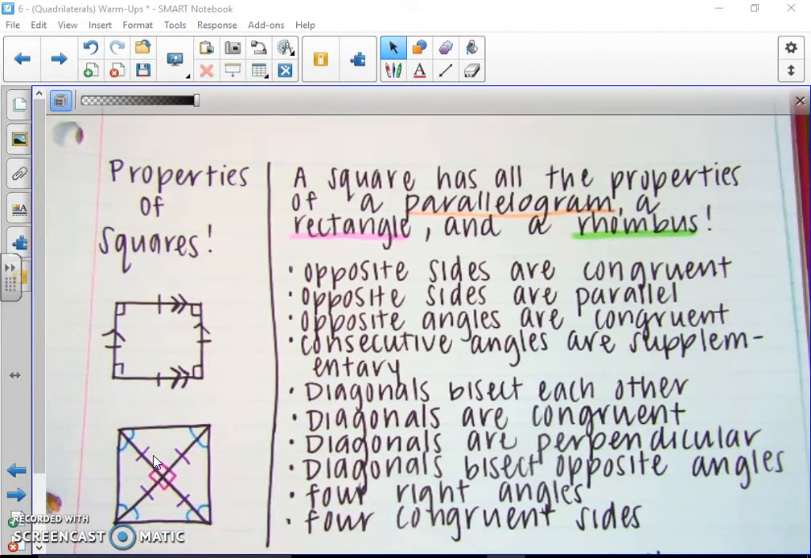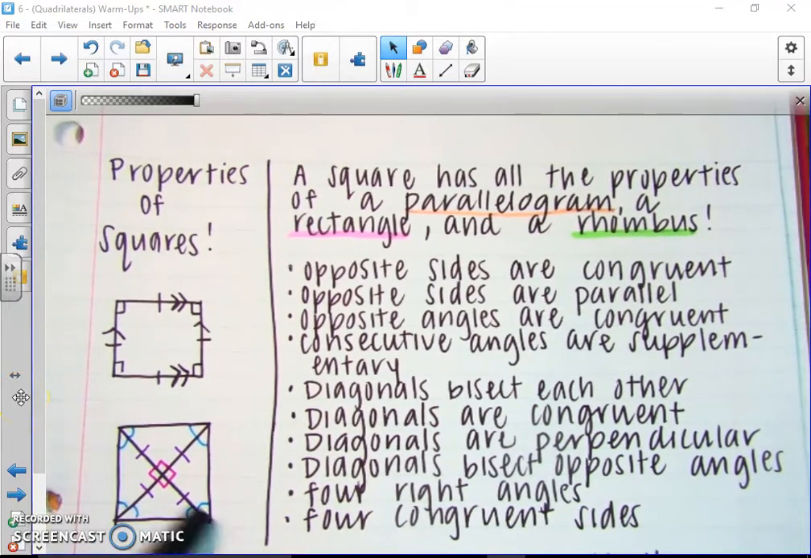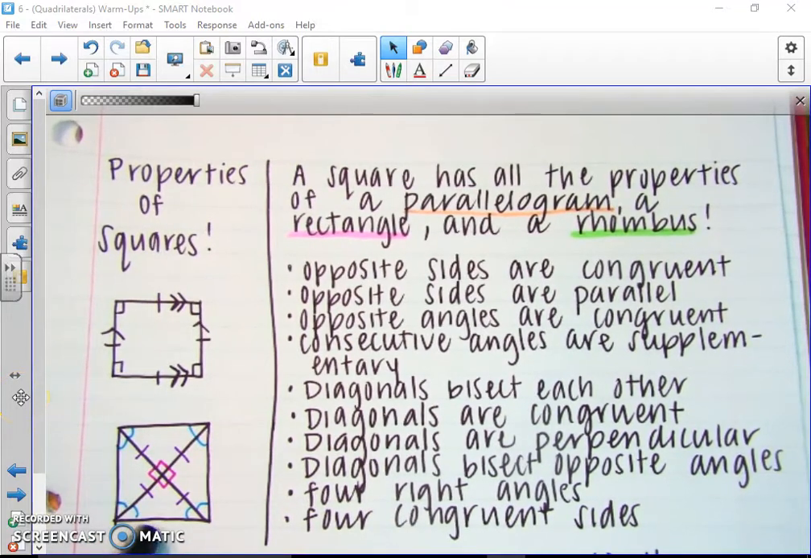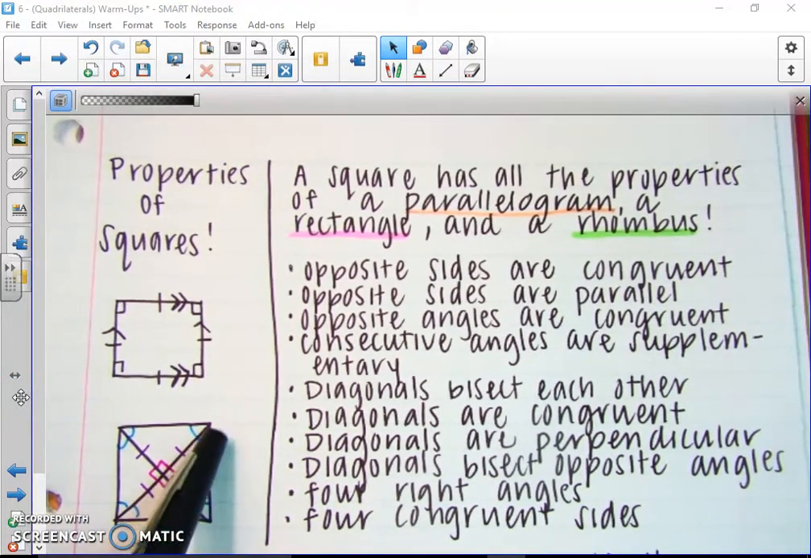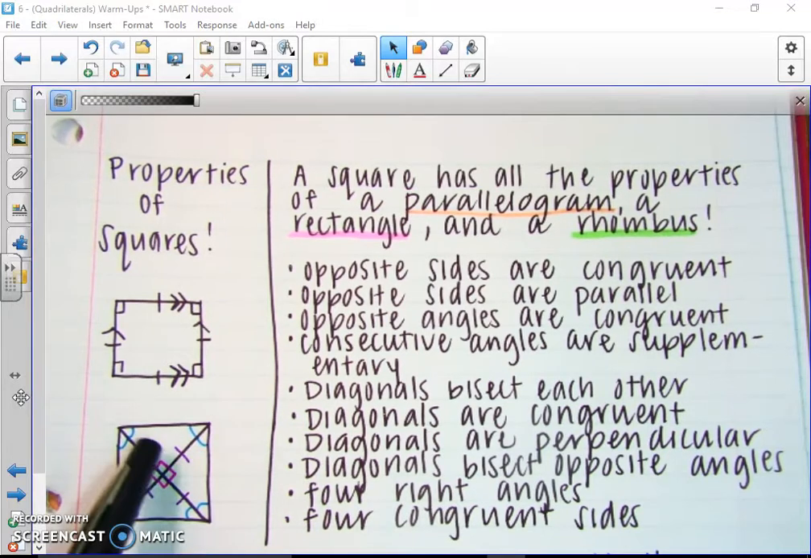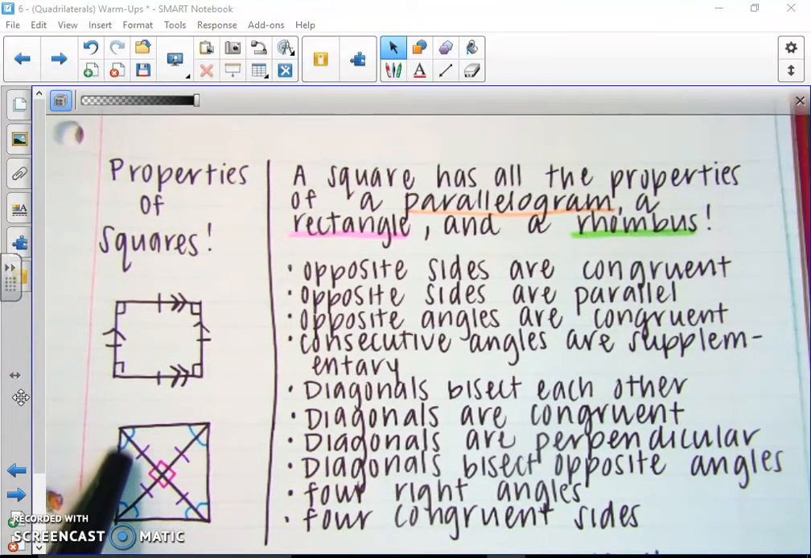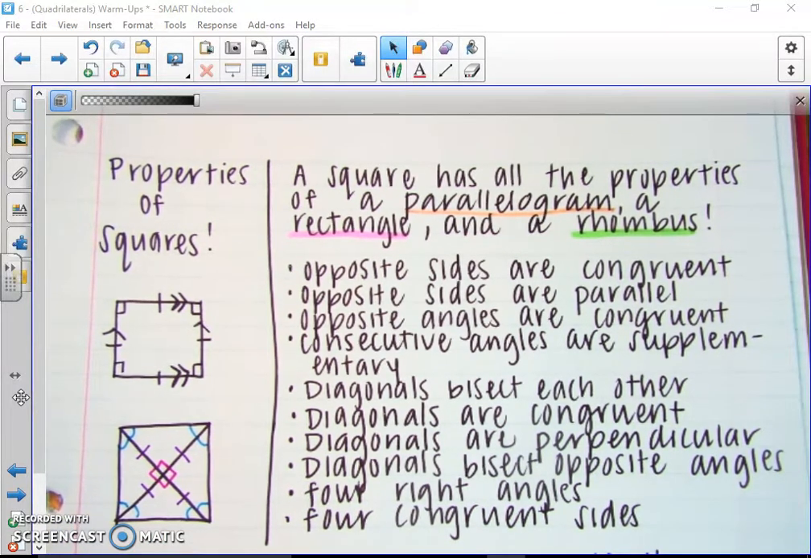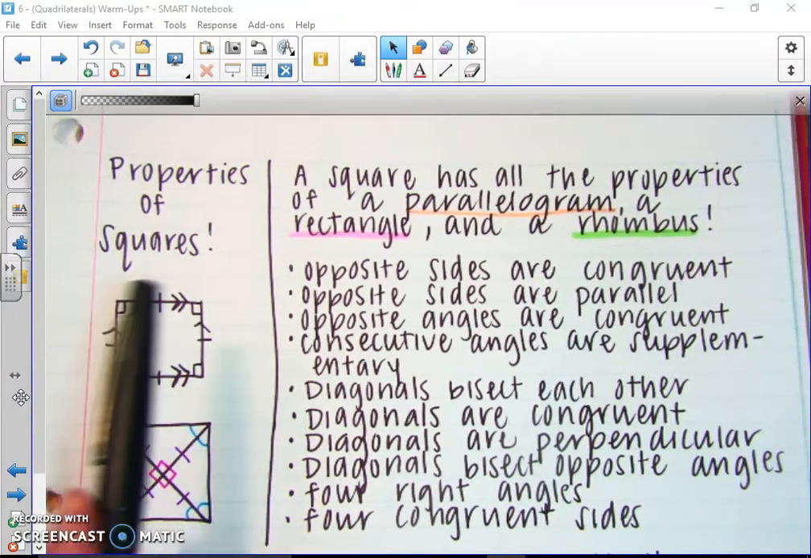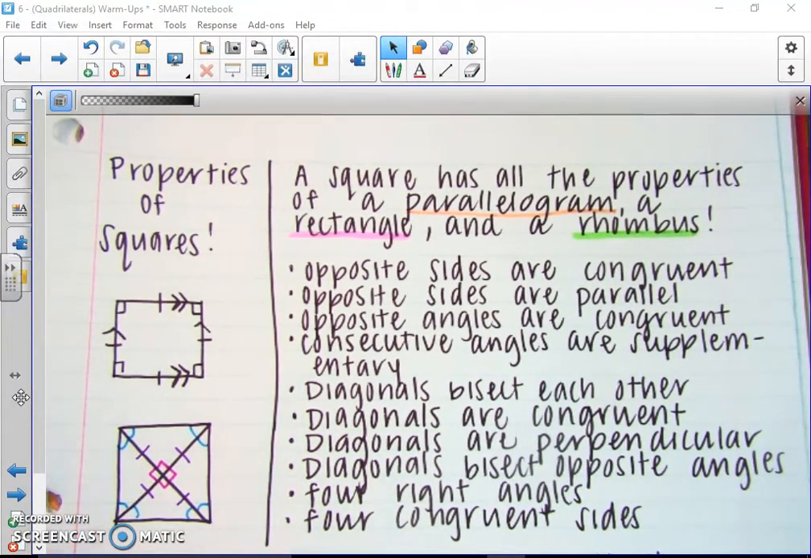The diagonals bisect each other, so we can see that in this second picture. They cut each other in half. And they're also perpendicular, like in a rhombus. The diagonals bisect opposite angles. So this angle here, this corner, this diagonal cuts it into two equal pieces. So we see that with a little blue arc. Cuts it into equal pieces. There's also 4 right angles and then 4 congruent sides.